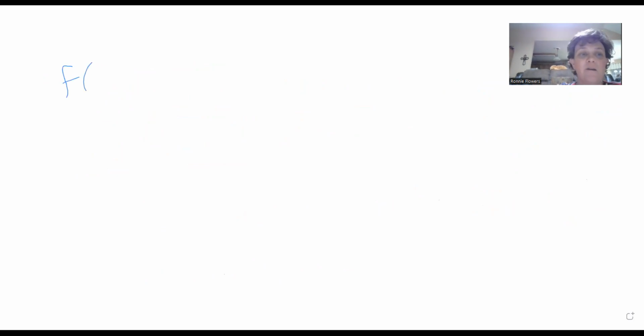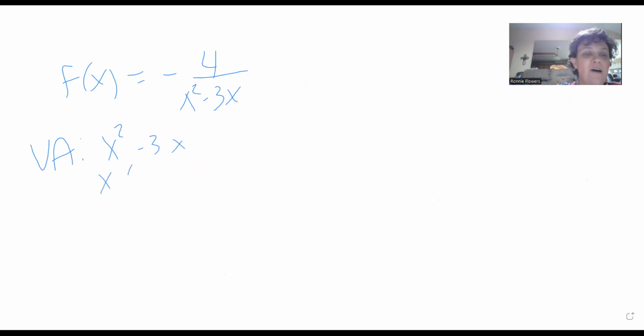F of x equals negative, and then you have 4 out front, and you have x squared minus 3x. All right, I need to find the vertical asymptote. That means the bottom equal to 0. Let's factor an x out, leaving me x minus 3 equals 0. That means x equals 0 and 3. All right, I don't have any x-intercepts. And then horizontal asymptote. Let's talk about that real quick.